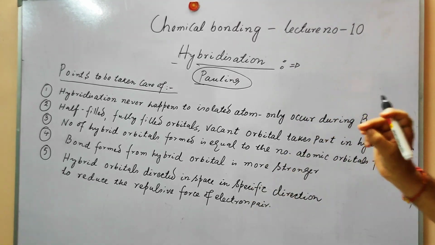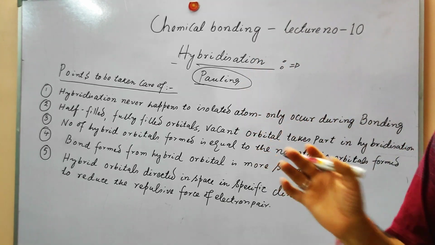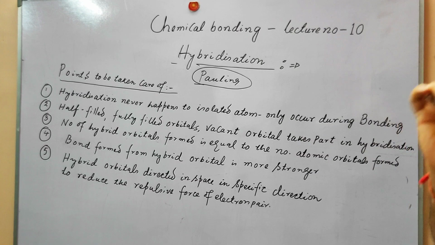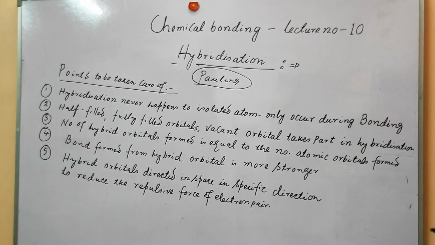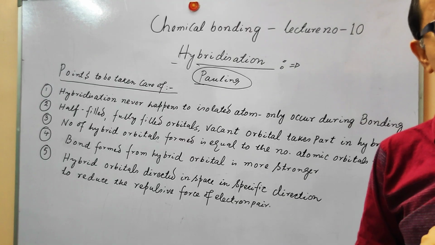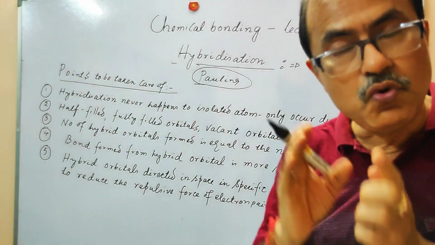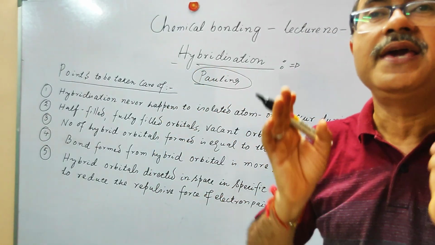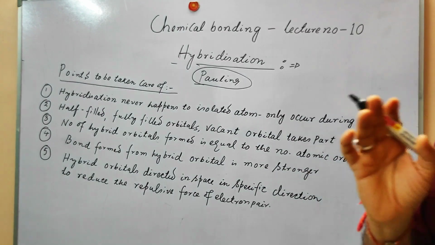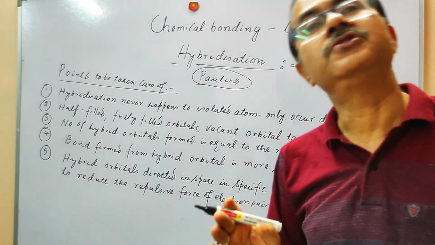And 5, the hybrid orbitals are directed in space in a specific direction, and this gives you a prediction about the shape of the molecules. So there are 5 points that you need to understand. Do you understand what hybridization is? Hybridization is basically the mixing of 2 or more atomic orbitals, and it produces hybrid orbitals that have the same energy, same shape and same size.